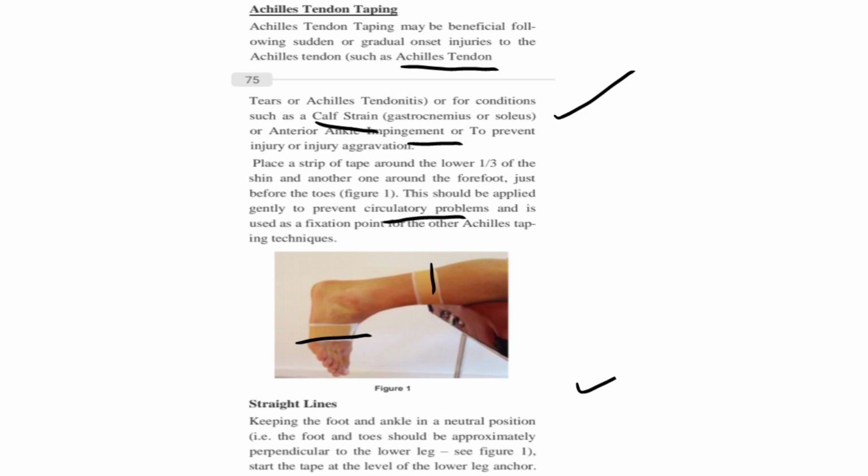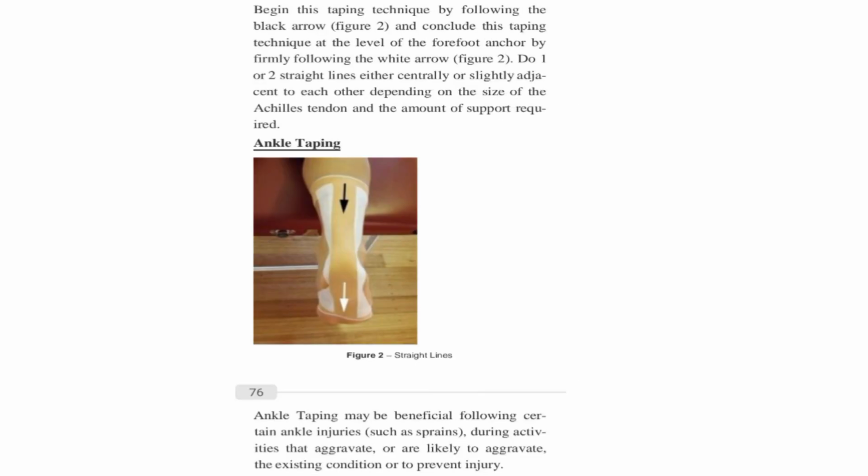Next we have straight lines, keeping the foot and ankle in a neutral position. Start the taping at the level of the lower leg anchor. Begin this taping technique by following the black lines and end at the white lines. All the instructions are the same. You can see more taping is applied if more support is required.